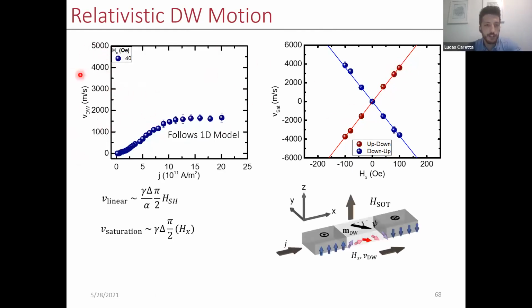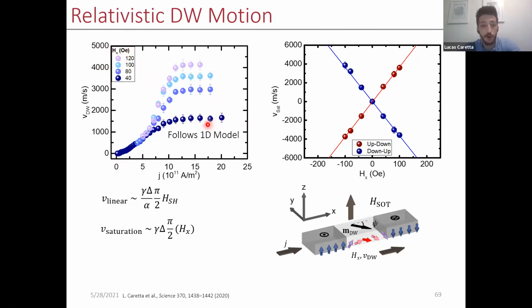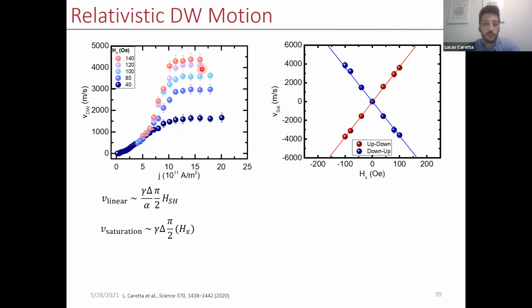So here I've plotted the velocity as a function of current, and we can see that it follows a typical 1D model with a linear regime and a plateau regime. And as I increase the in-plane field, in other words, increase the stiffness of the domain wall, this plateau regime increases as well. What's very peculiar is that if I keep increasing the in-plane field, these curves begin to stack up on top of one another, meaning that the domain wall is no longer limited by the stiffness of the domain wall.